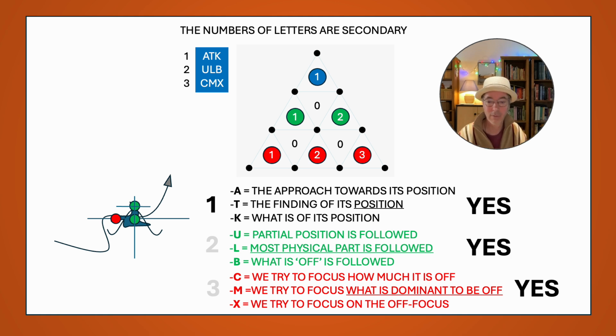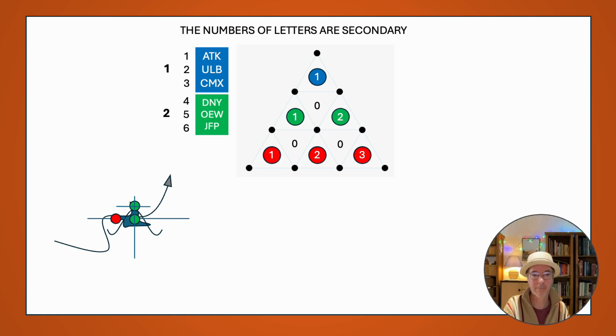We try to focus more and more into the details. What is really different? Next couple of letters are on the second level: D, N, Y, O, E, Z, and W, G, F, and P.